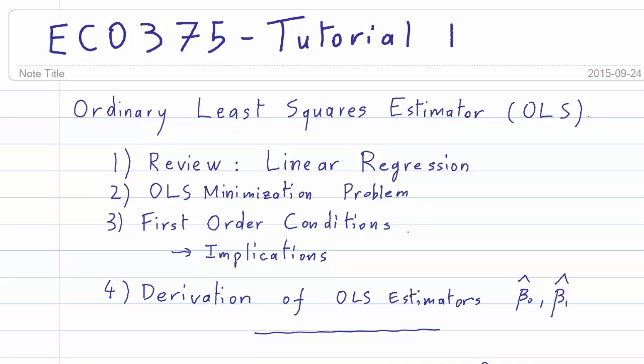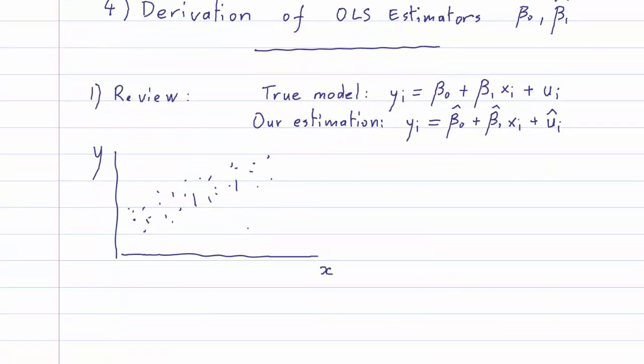To solve this problem we'll need to define the first order conditions, which have very important implications. And finally, number 4, we'll derive the OLS estimators, beta 0 hat and beta 1 hat. So let's start with the review.